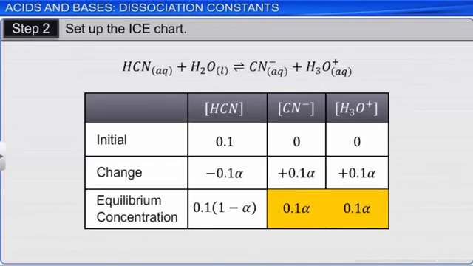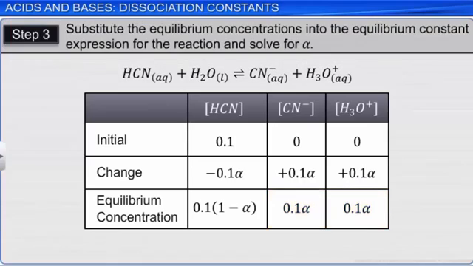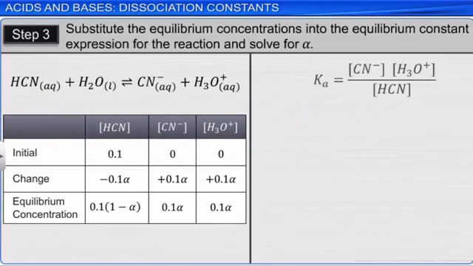In the third step, substitute the equilibrium concentrations into the equilibrium constant expression for the reaction and solve for alpha. The expression for the dissociation constant of hydrocyanic acid can be written as Ka equals product of concentrations of cyanide and hydronium ions divided by concentration of hydrocyanic acid. On substituting the equilibrium concentrations into this equation, we get 0.1 alpha multiplied by 0.1 alpha divided by 0.1 multiplied by 1 minus alpha.